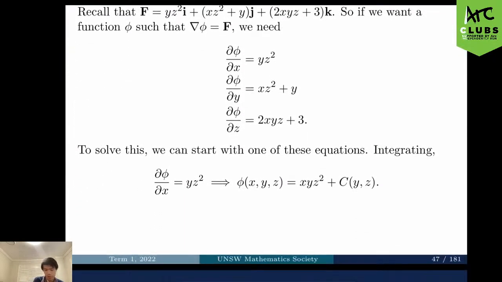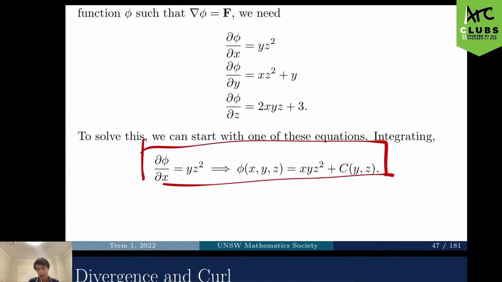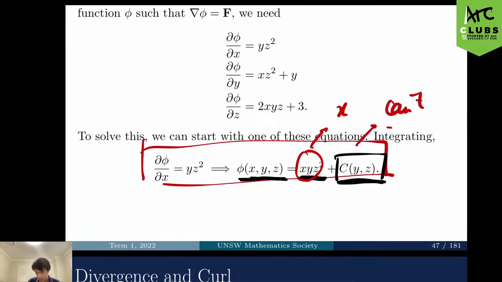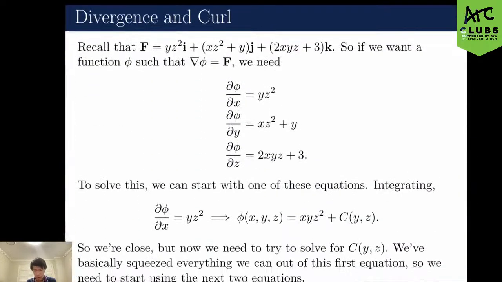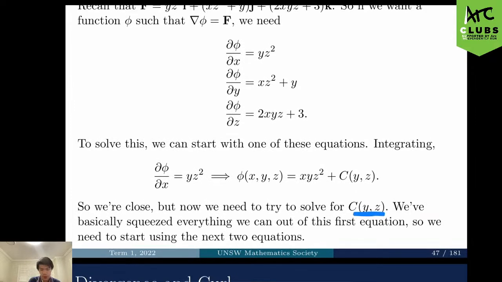Yeah, and we've got this over here. We're off to a nice start, because in a way we have kind of isolated the x component. We've calculated phi is equal to xyz squared plus this c component here. And all we know is that this has to contain x, and this can't contain x. So if we keep on doing this, we might actually reduce it down to a function we actually know. So yeah, we are close, but now we need to try to solve for c(y, z). We've squeezed everything we can out of this first equation, so let's turn to these next two equations.